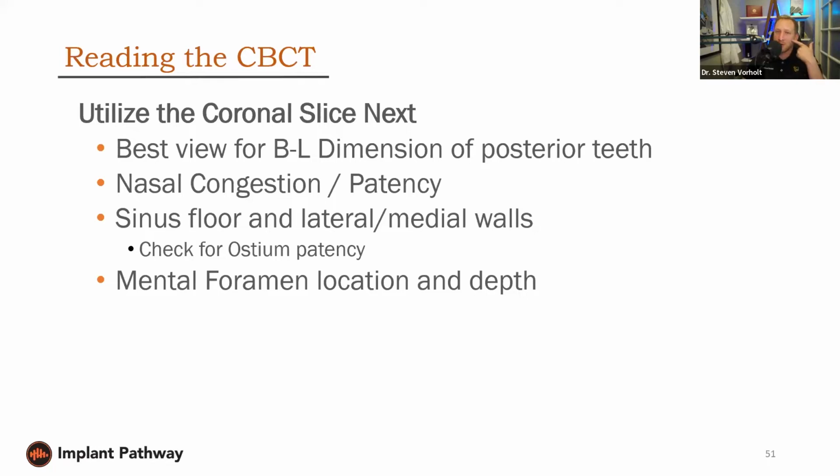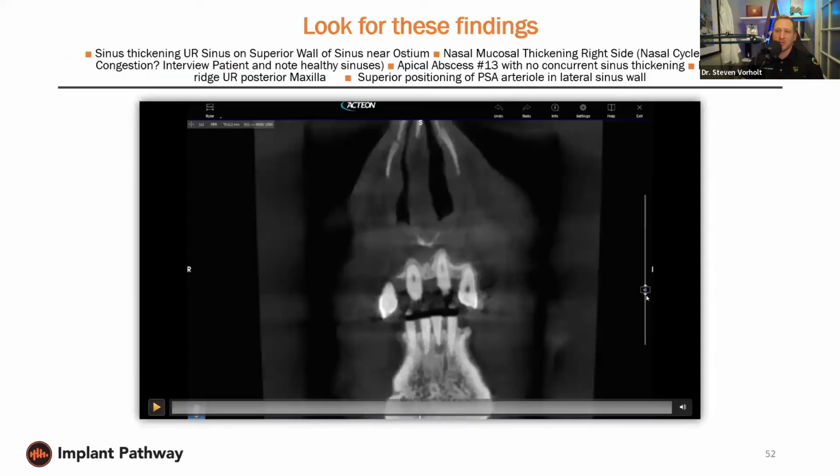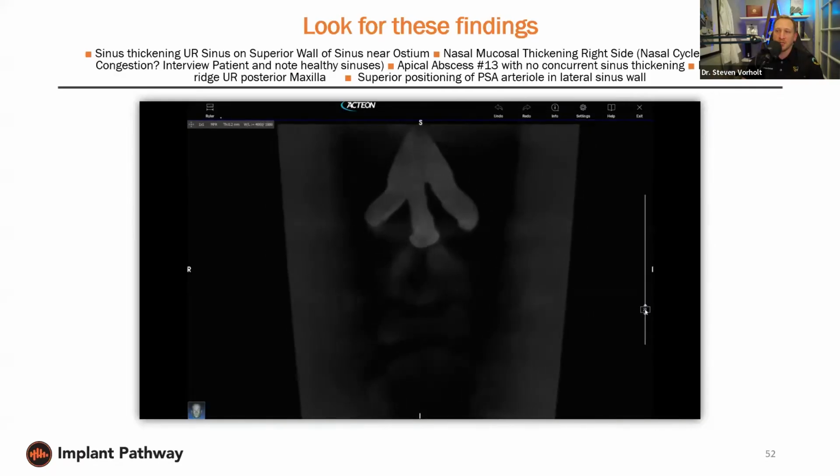We're going to look at the sinus floor and the lateral and medial walls of the sinus and look for ostium patency, which is the superior medial posterior portion of the sinus where the sinus drains into the nose. And you can look, of course, at the mental foramen too. And so we'll take a look at this video and see what we see here.